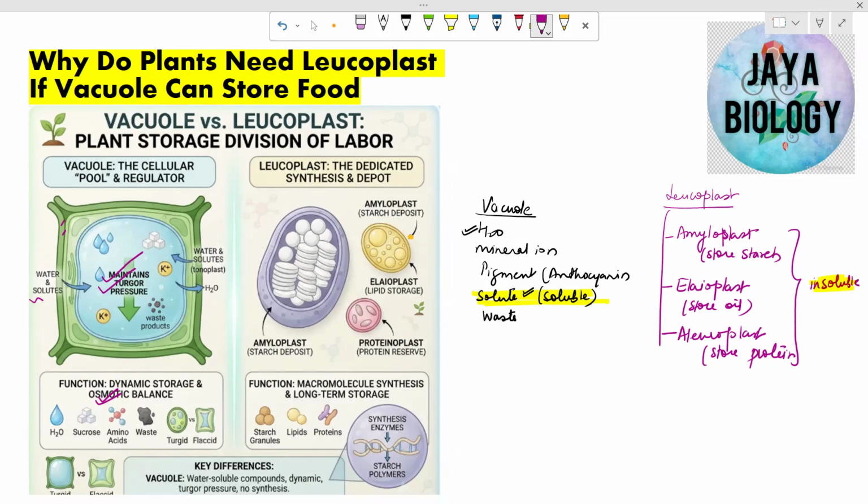Is it clear? I hope this concept is now easy for you, and please understand it very properly. It is a very important concept for NEET.